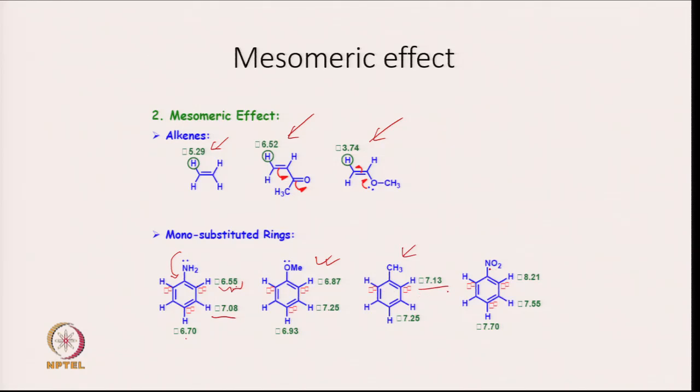NO2 is an electron withdrawing group, and now you see that this one has a chemical shift of 8.21, this is 7.55 and this is 7.70. An electron withdrawing group affects the ortho position more compared to the meta position and para position. The higher chemical shift values will be for ortho and para, whereas for meta the effect will be lowest, and so its chemical shift is smallest.